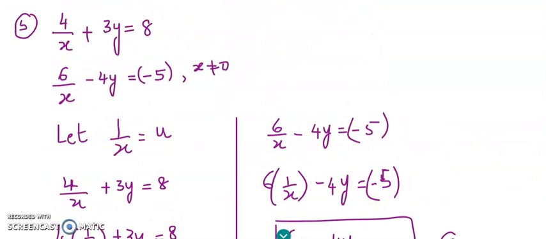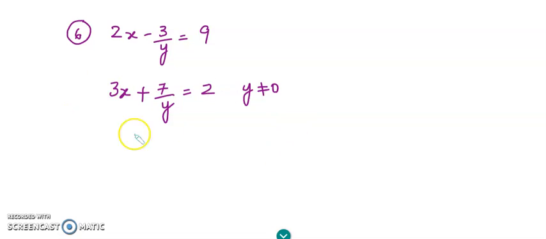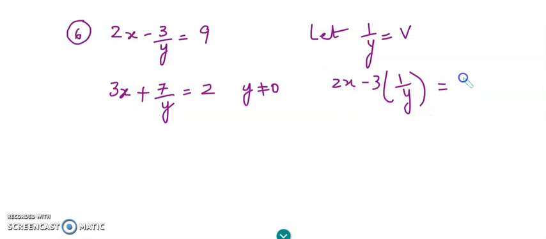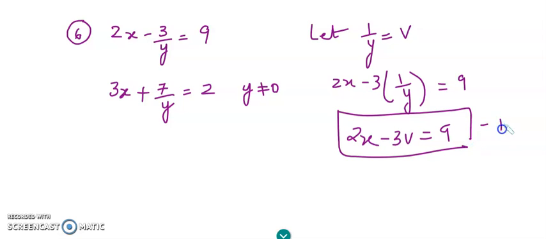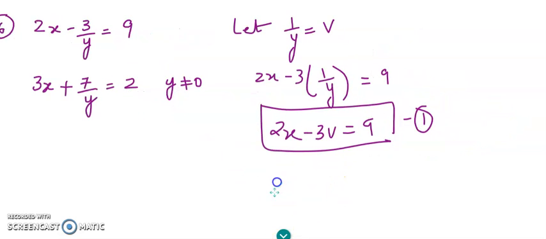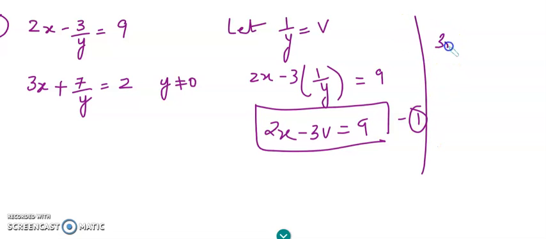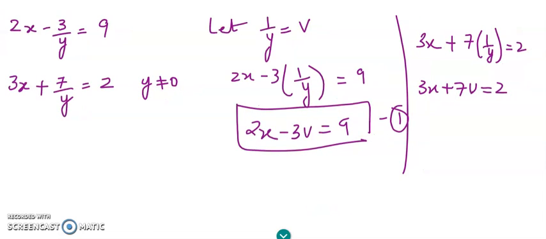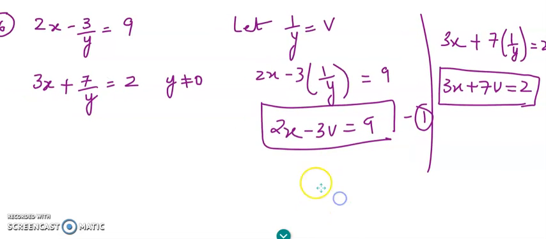Then you have the variable in the denominator. Here again, the same way, we'll say let 1 upon y equal v. So my equation will change: 2x minus 3 times 1 upon y equals 9, so 2x minus 3v equals 9. That's your first equation. And the second equation will be 3x plus 7 times 1 upon y equals 2, which is 3x plus 7v equals 2. That's your second equation. Then you further solve it, eliminate, and then you substitute 1 upon y equals v, find the value of y, and get your answer. This is your homework question.